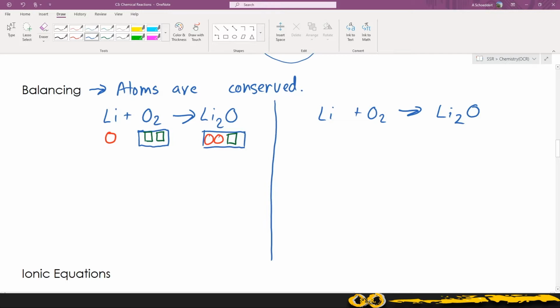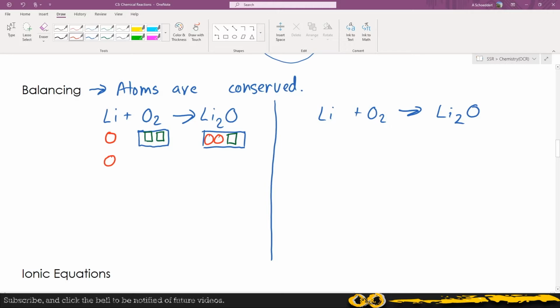Next, we go about trying to make sure that the same number of symbols of each symbol appears on both sides. We could begin, for example, with the lithium. We know that if we have to end up with 2, we must start with 2, so we would add a second lithium there. Next, we can look at the oxygens.